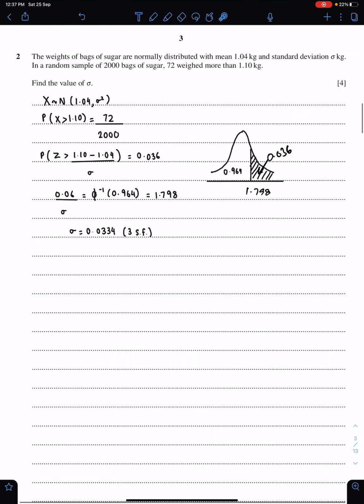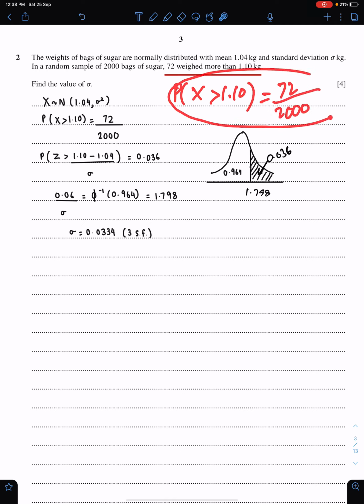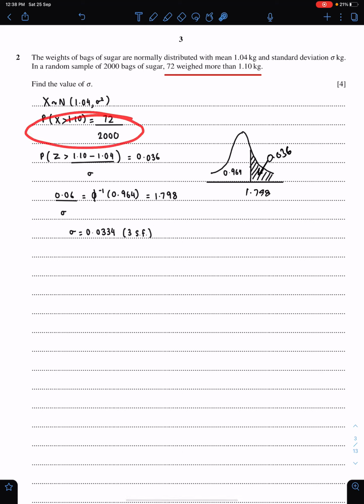Question number 2. This question is of normal distribution. The weights of bags of sugar are normally distributed with mean mu 1.04 and standard deviation is unknown. In a random sample of 2000 bags of sugar, 72 weighed more than 1.10 kg. Now this information means probability x greater than 1.10 is 72 upon 2000. This is here.